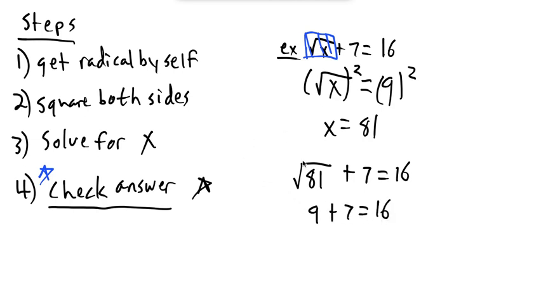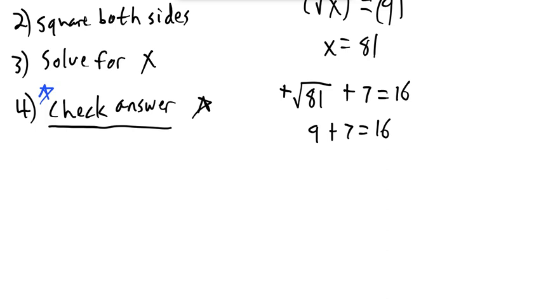And this is what I was talking about. When you have a square root like this, we're going to treat it as a positive square root. So we're just looking for the positive square root. All right, so simple as that. Get the radical by itself, square it, solve, and then double check your answer. Let's do some practice with this.